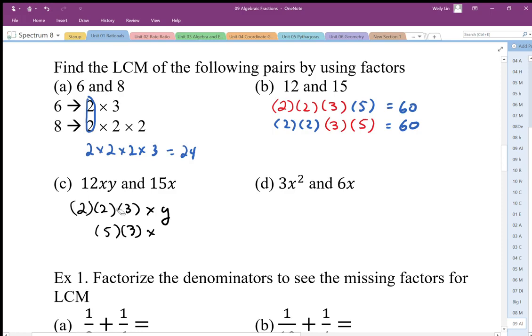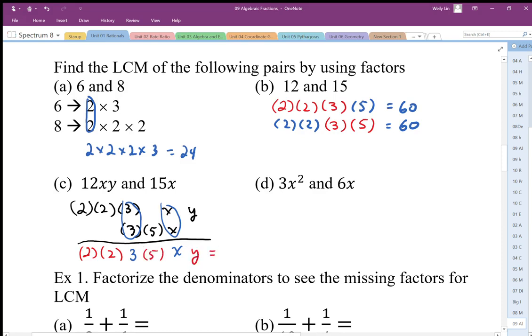Actually, let's do it like this. I'm going to do the strategy up here. So I'm going to do times x times y. So here it's going to be 15 is 3 times 5 times x. So I'm just going to line everything up. And what we can then do is we can look for common factors. That 3 is common, that x is common. Okay, so we're only going to use it once, and everything else we just bring down. 1, 2, another 2, another 5, and another y.